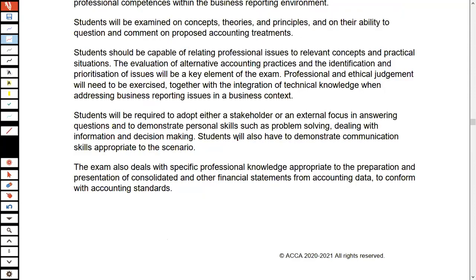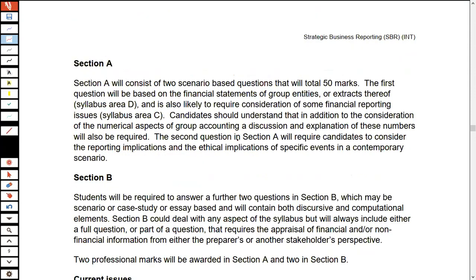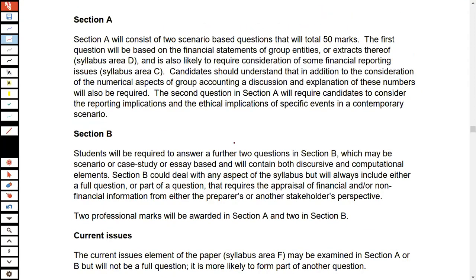Now, how exactly is the paper going to be examined? With respect to the SBR paper, there are two sections, just like in any other paper, but the structure of these two sections is a bit different. You have section A, which is of 50 marks, and we have question number one and question number two.